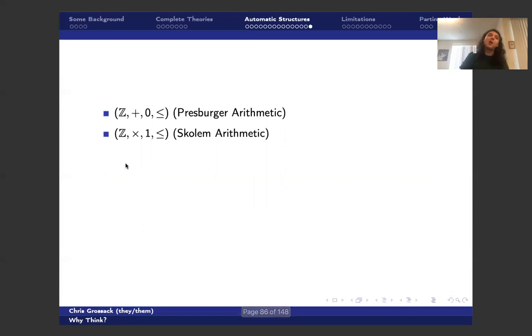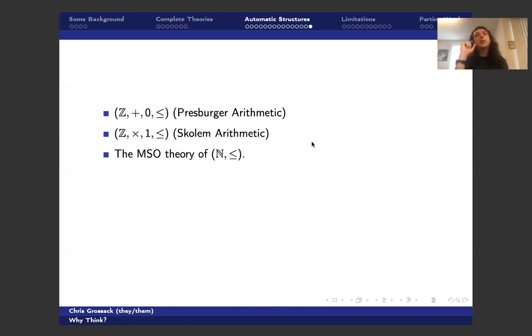For Skolem arithmetic, which is instead of working with plus and 0, you work with times and 1, it turns out this is also decidable. And you can imagine you're going to need a different way of coding up your numbers, so just binary won't work. As a fun exercise, maybe try to come up with an encoding in which a finite state machine can do multiplication. I will tell you, you're going to want to think about primes. Okay, so that's a fun exercise.